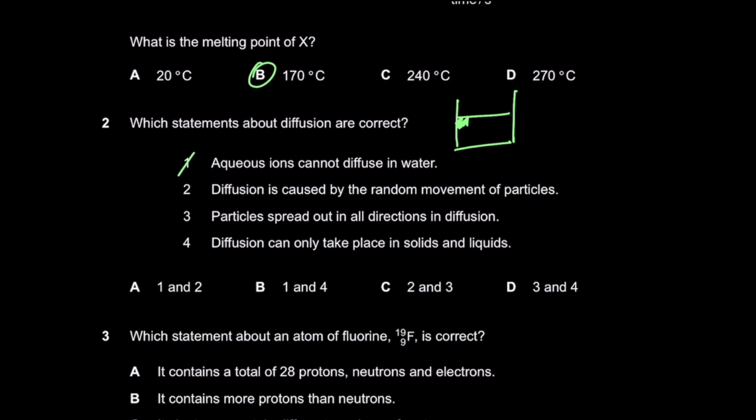That's wrong. Diffusion is caused by the random movement of particles. Absolutely, because diffusion is the random movement of gas particles or liquid particles from a region of high concentration to a region of low concentration, down the concentration gradient. So yes, that's true. Particles spread out in all directions in diffusion.